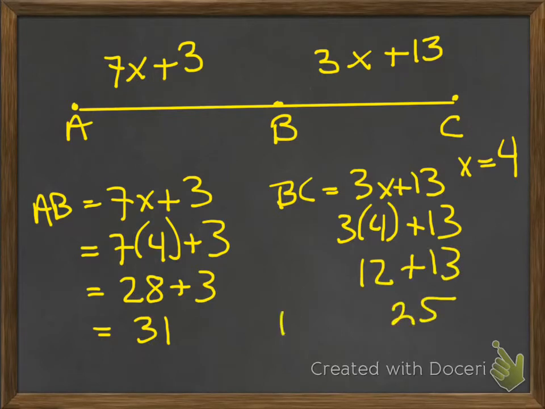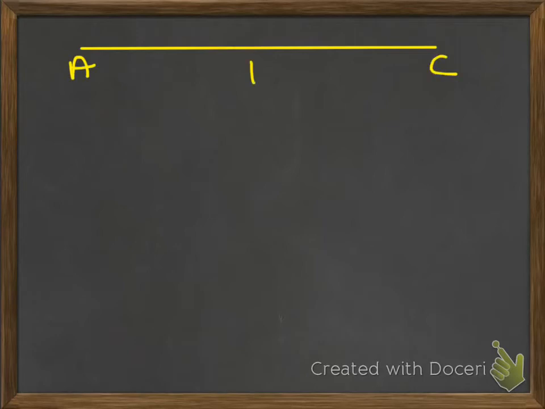All right, and is 31 plus 25 equal to 56? It is. So 56 equals 56. So that is correct. All right, one more example, and we're going to do it using quadratics. All right, so let's see. We'll do one from class today. So we've got A, C, and B.